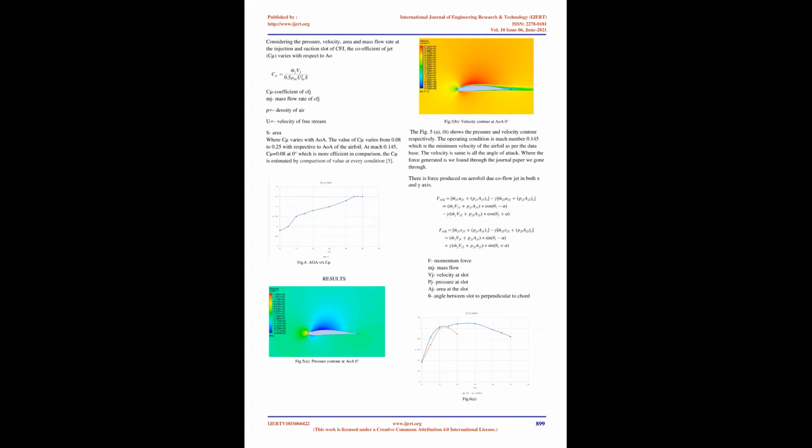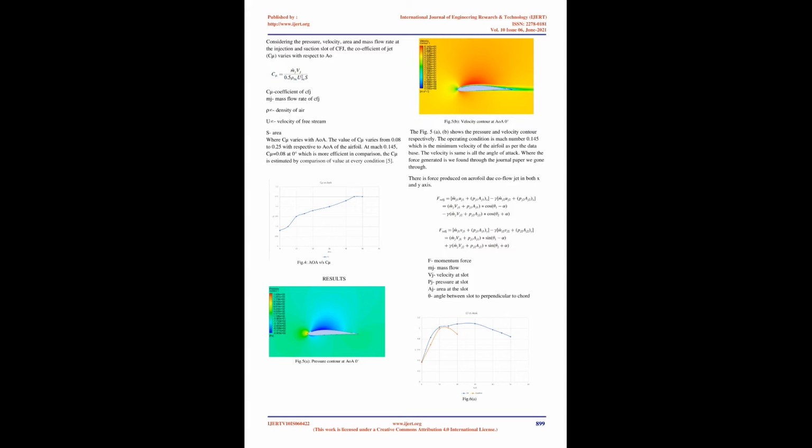Considering the pressure, velocity, area, and mass flow rate at the injection and suction slot of the CFJ, the momentum coefficient of jet, C, varies with respect to the angle of attack, where mj is the mass flow rate of the CFJ, rho is the density of air, U is the velocity of free stream, and S is the area. The value of C varies from 0.08 to 0.25 with respect to the AOA of the airfoil. At Mach 0.145, C equals 0.08 at 0 degrees, which is more efficient in comparison. The C is estimated by comparison of value at every condition.